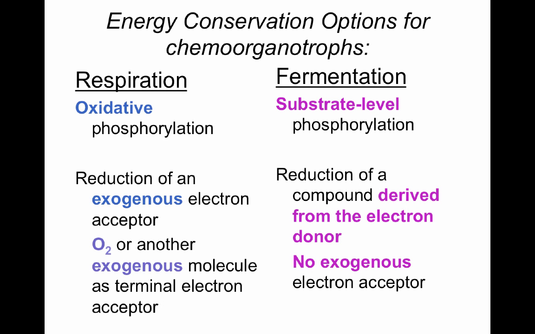Now, during respiration, you have the reduction of an exogenous electron acceptor, for example, oxygen, or some other kind of electron acceptor from the outside that is going to be used in an electron transport chain to receive electrons. During substrate-level phosphorylation, you're going to have the reduction of a compound that was derived from the electron donor, and there is not going to be an exogenous electron acceptor.